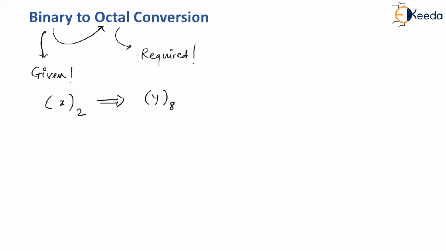So without wasting any time, let us start with an example. Let me take the first example. Let us say you have 1101 having base equal to 2, and we have to convert this binary number into the equivalent octal number having base equal to obviously 8. So it is very simple. Just listen to me very carefully.